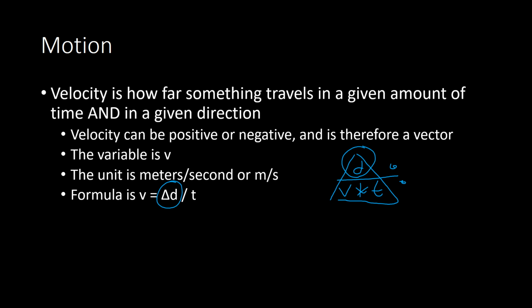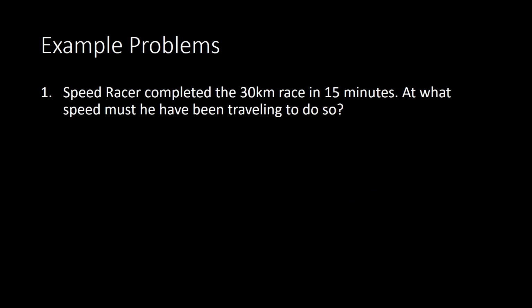If I'm solving for velocity, I do displacement divided by time. If I'm solving for time, I do displacement divided by velocity. If I'm solving for displacement, I do velocity times time. Those are the same formulas I would get if I did this rearranging algebraically instead of using this triangle. This triangle is just a shortcut for me so that I don't have to do the algebraic rearranging every single time. All right, so now let's take a look at some examples.